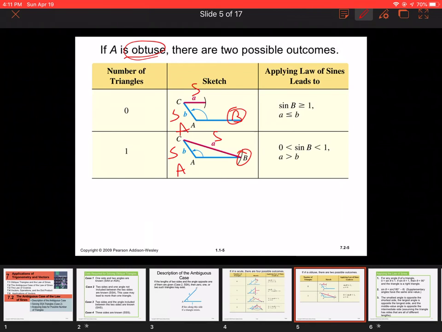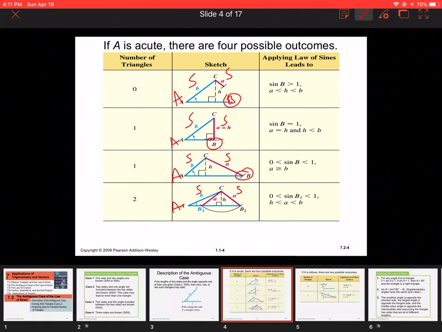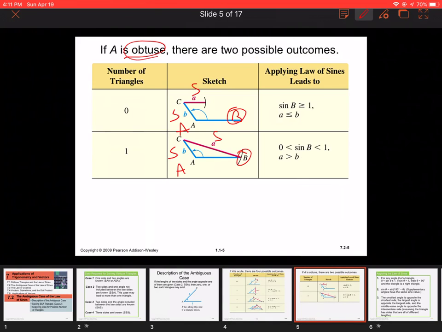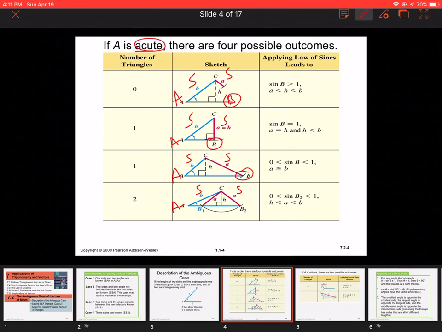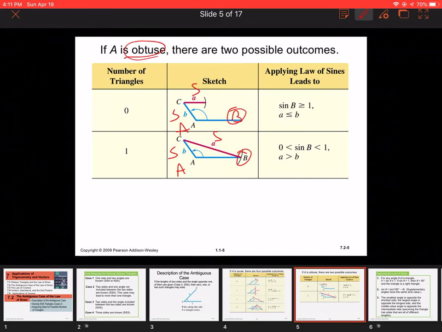So again, those two scenarios start off with the idea: is your given angle, in an angle-side-side or side-side-angle, acute or is it obtuse? If it's acute, you have the possibility of 0, 1, or 2 triangles. If that angle is obtuse, you only have the possibility of either no possible triangle or one possible triangle. You cannot get 2 possible triangles in this case where the given angle is obtuse.